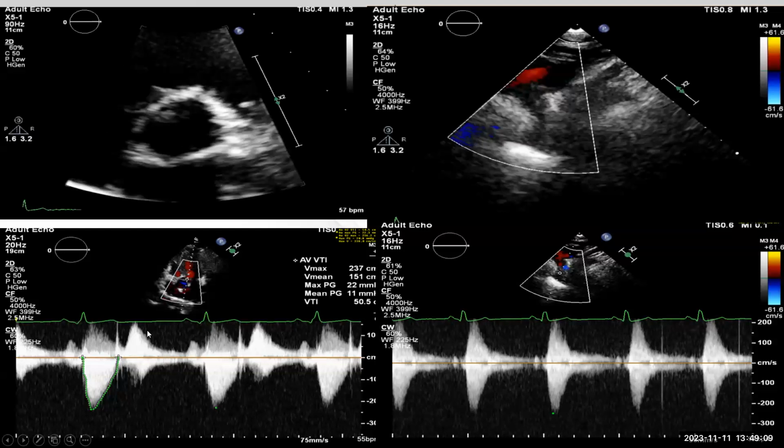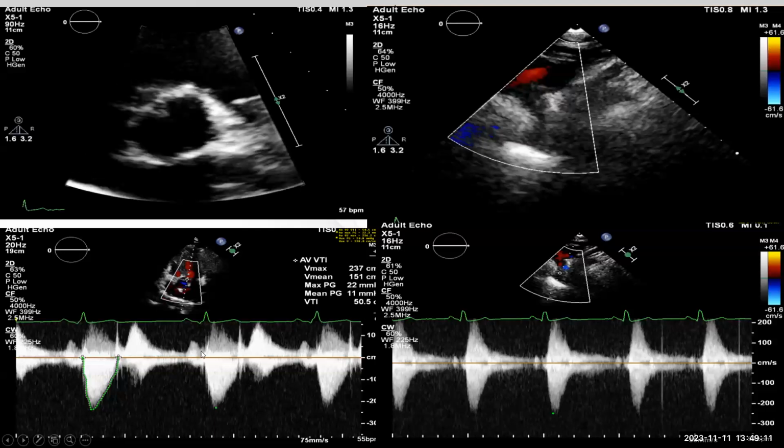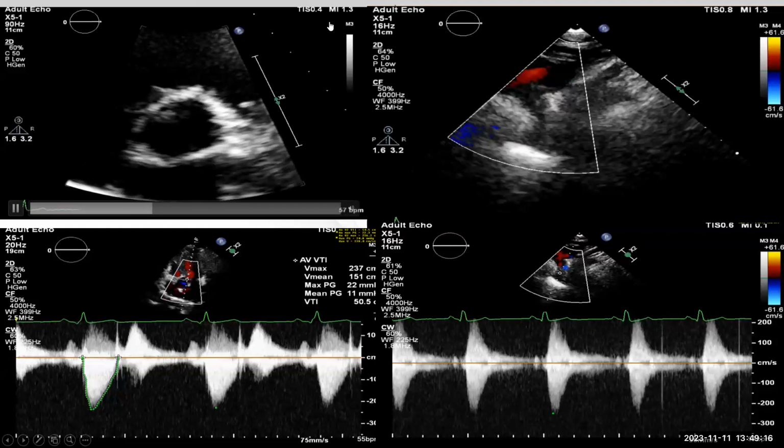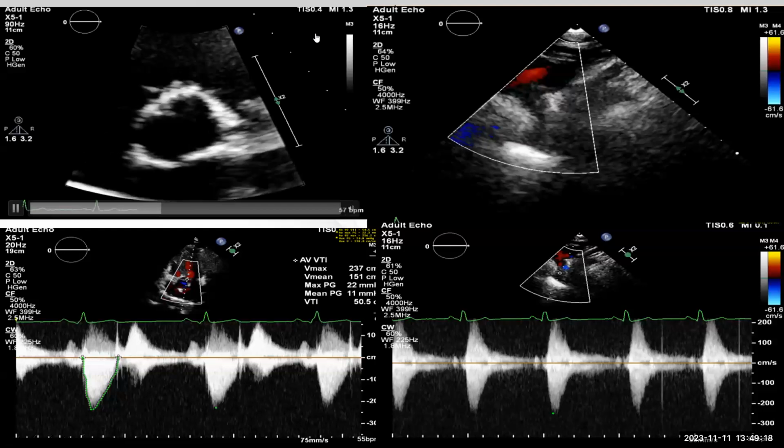So now let's go. What's the grading or degree of aortic regurg? Anybody have a clue? You said this is mild AR. Any other suggestion and why?